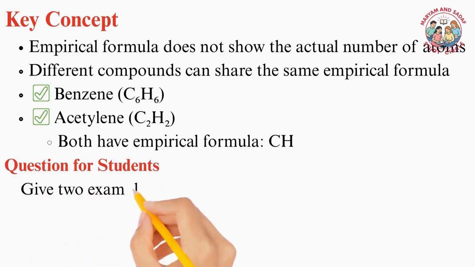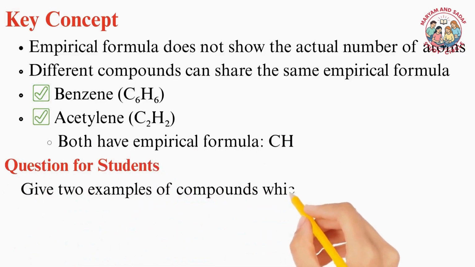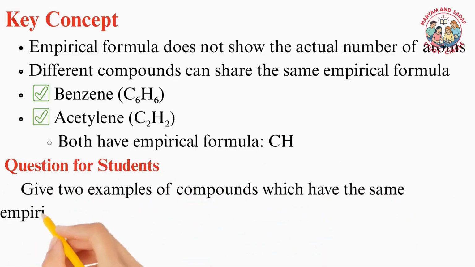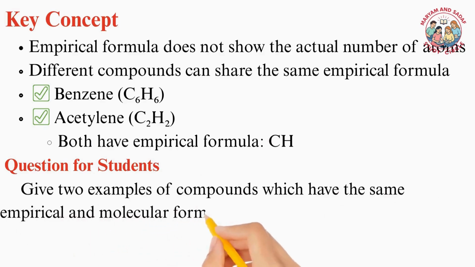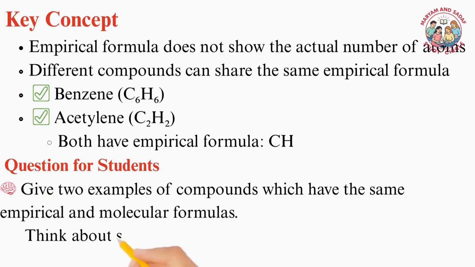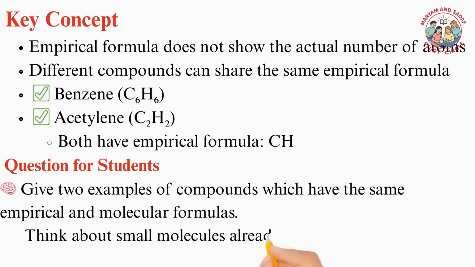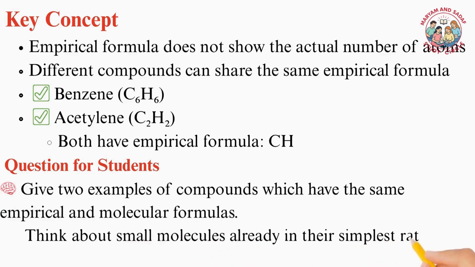Give two examples of compounds which have the same empirical and molecular formulas. Think about small molecules already in their simplest ratio, for example, water and ammonia.